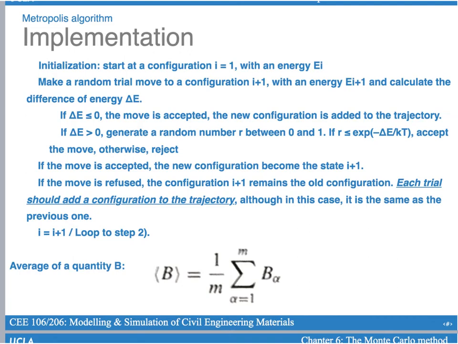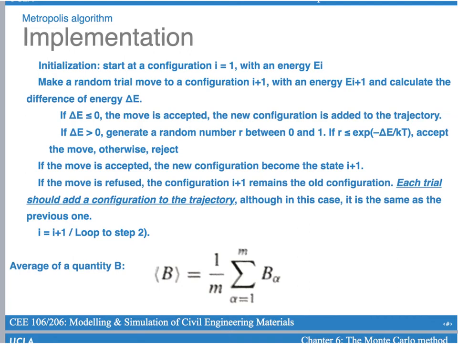And in that case, there is no need to add any kind of weighted average. You can just directly take the sum of all the B values for all the configurations and divide by the number of configurations. Why? There is no need for any weighted average in this case, because all the configurations you are summing over already have exactly the right probability given by the Maxwell distribution. So there is no need to add any new weight to this.